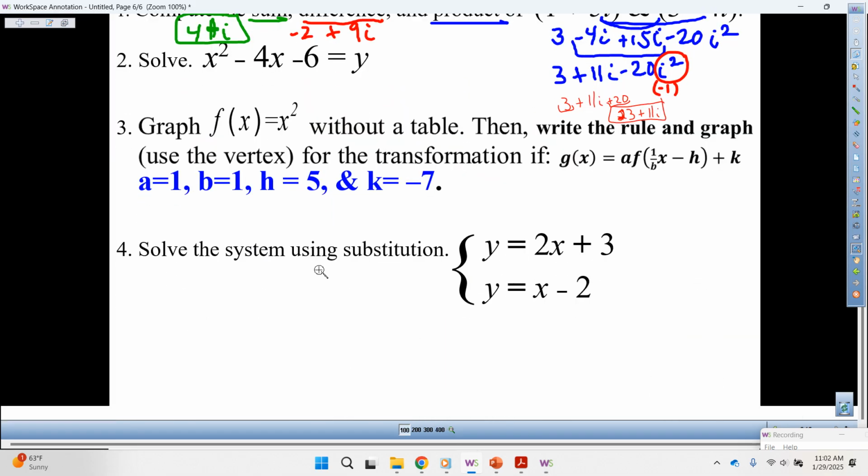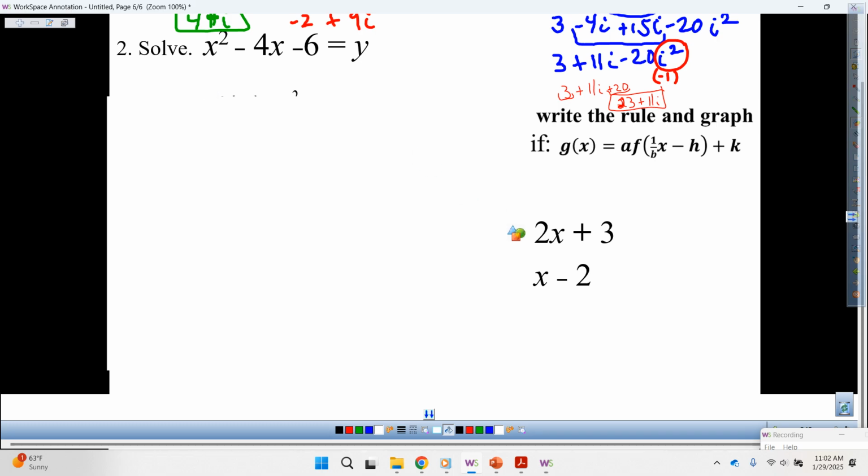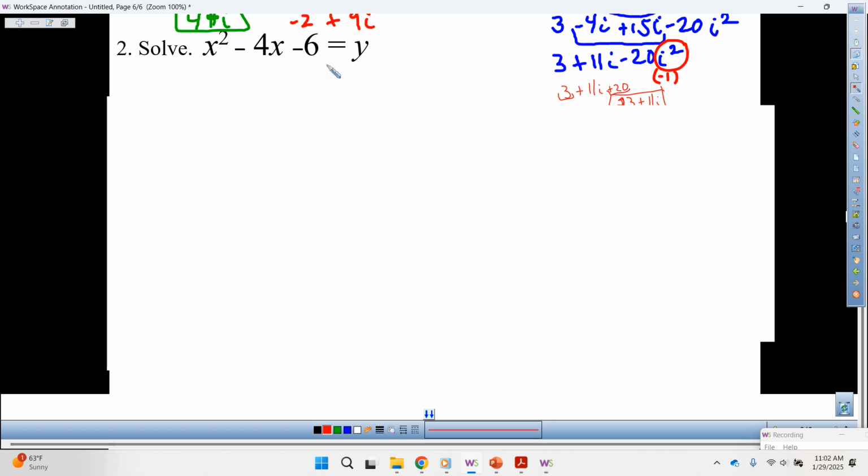Let's go to number 2. Here it goes. I'm going to solve by completing the square. Let me make some space here. All right, remind your neighbor the first step for completing the square. First step. Annette, first step. Set it equal to 0, so x squared minus 4x minus 6 equal to 0.